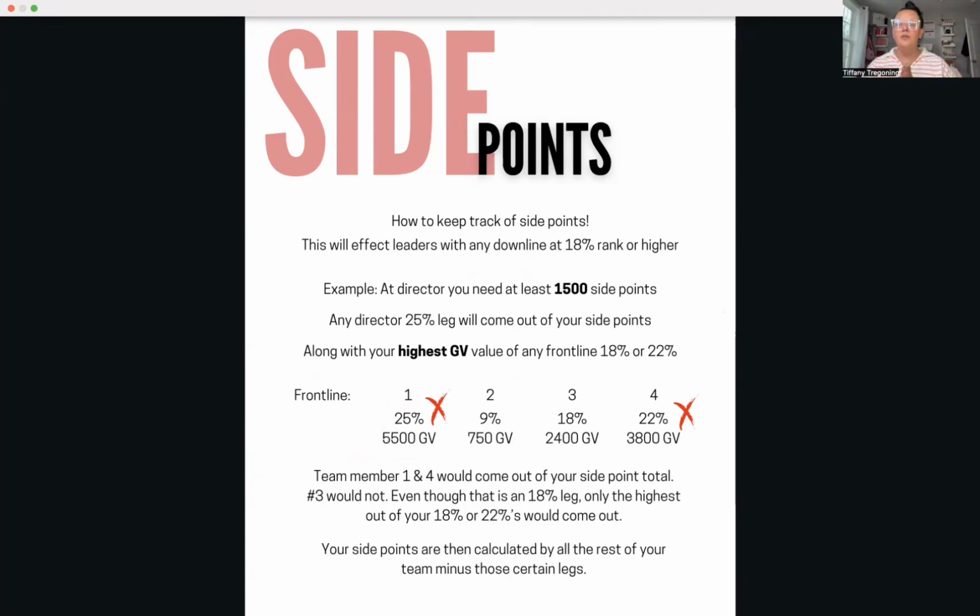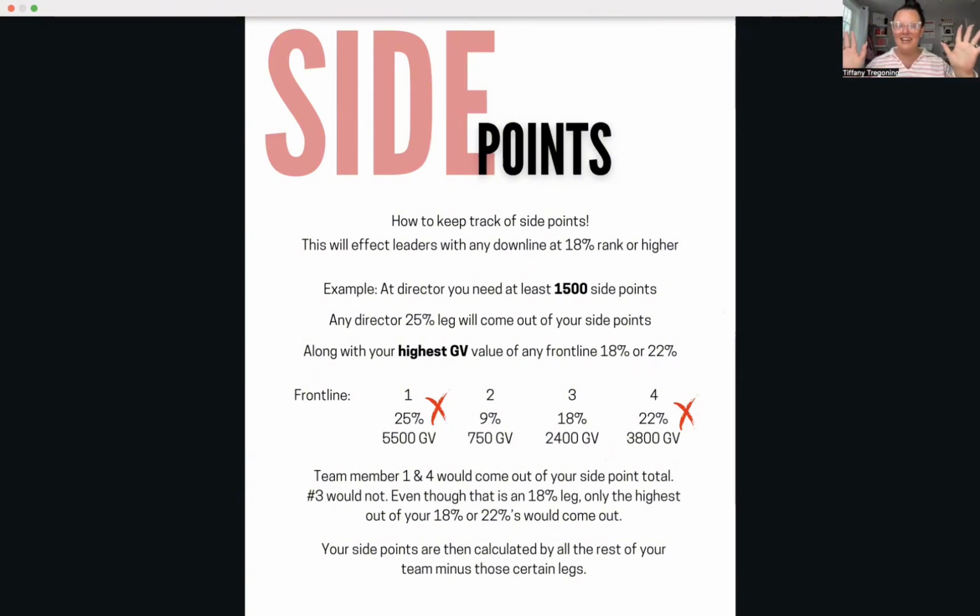Okay, and then the other thing you have to remember is it's going to be your highest 18 or 22% that comes out. So if you have multiple 18% on your front line and multiple 22s, it's not that every single 18 and every single 22 is going to come out. It is only your highest GV value of your 18s or 22s. So in this example, I have an 18 leg that's at 2,400 GV, and then I have a 22 leg at 3,800 GV. So this 22% will come out of that GV value and leave me with my side points.